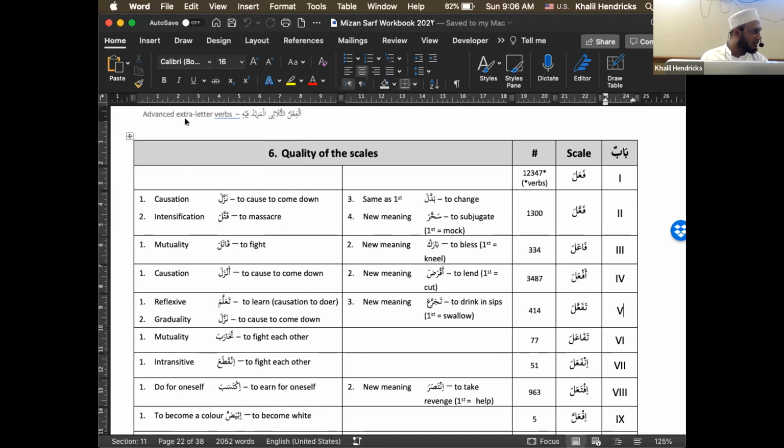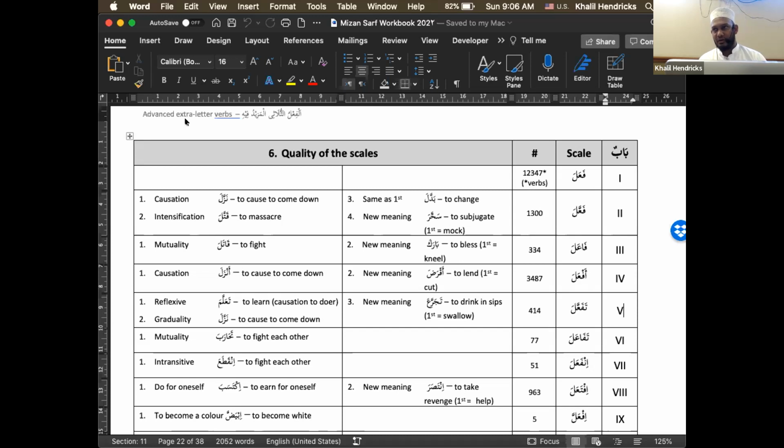لا تسخر قوم من قوم. But in the second bab, sakhara has nothing to do with mocking. Sakhara means to subjugate, to put something under someone's control, like Allah has made subservient the moon and the sun and all of those things, taking them under control. So those are the qualities of the second bab.